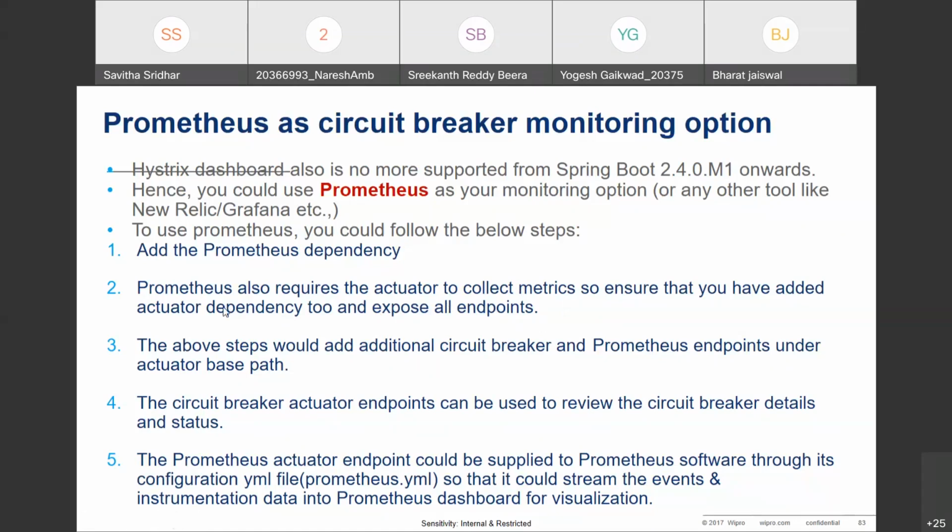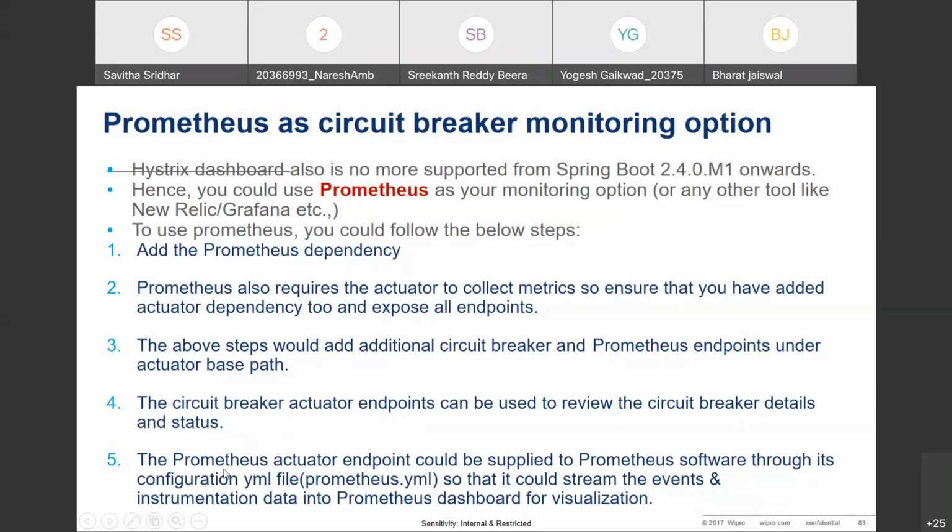Yes, right? Now, once you have made these two, the above two steps would have added additional circuit breaker and Prometheus endpoints under our actuator base path. Did we analyze that? Did you see that additional circuit breaker endpoints and Prometheus endpoints were also there under the actuator endpoint? Yes, right. Now, the circuit breaker actuator endpoints can be used to review the circuit breaker details and the status.